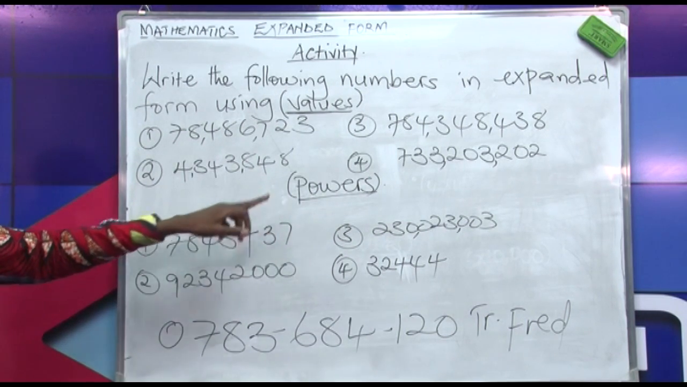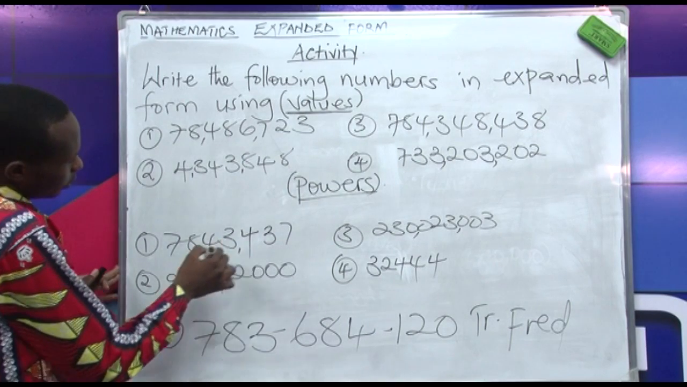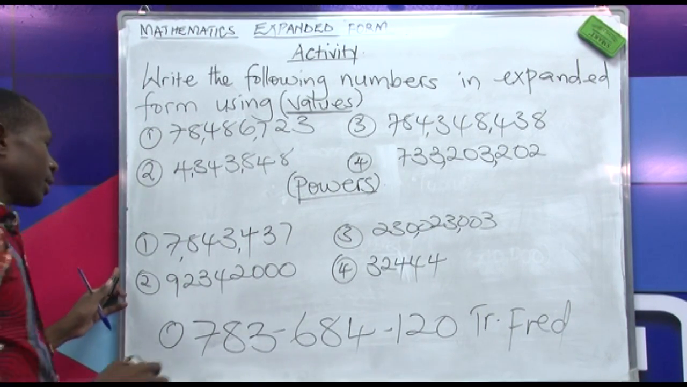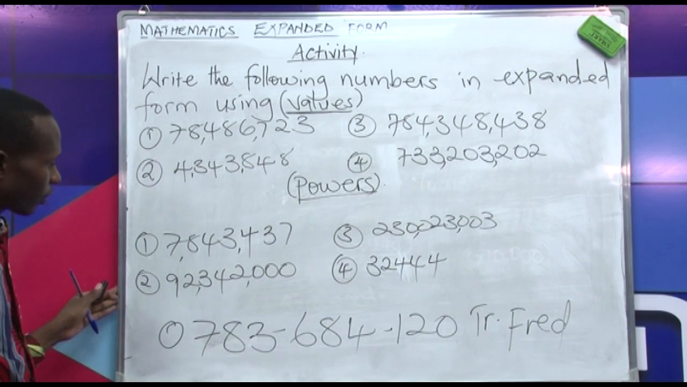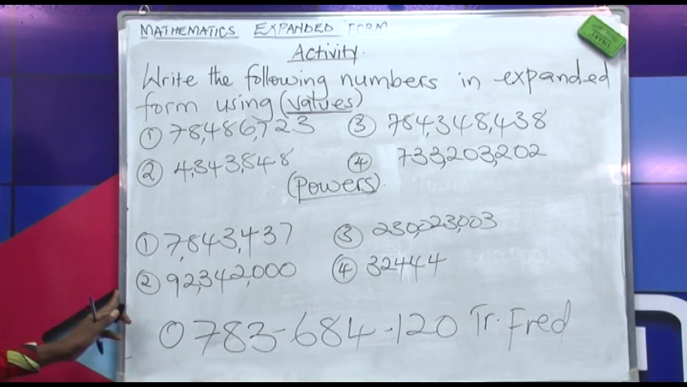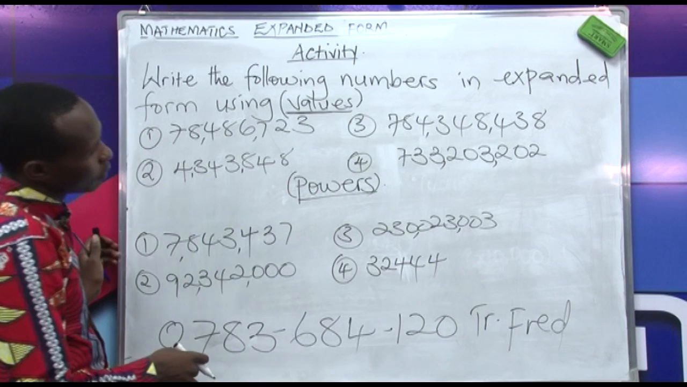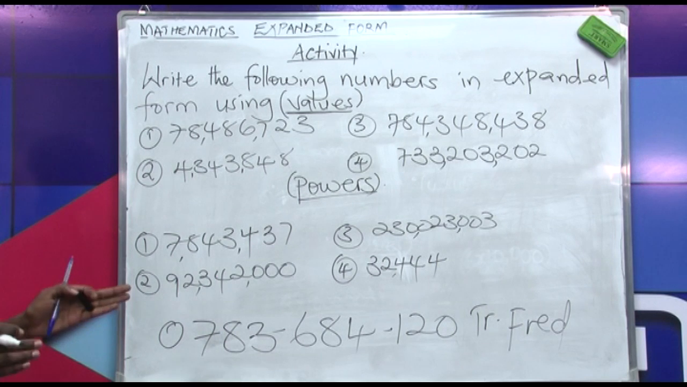Then they have also given you some numbers where you use powers. Using powers, work out the first number, 7,843,437. Then expand the second number, 92,342,000, in expanded form using powers. The second last, expand 230,026,003 in expanded form using powers. Lastly, expand 32,444 in expanded form using powers.